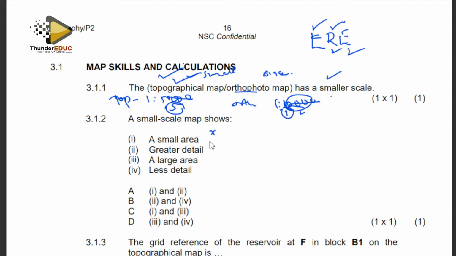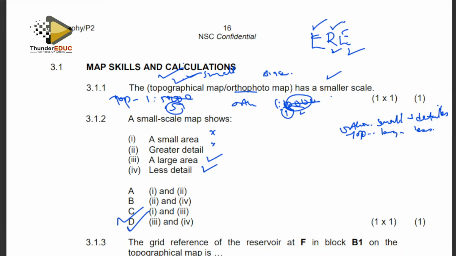You see the orthophoto map, please understand me. Orthophoto map shows a very small area but with a lot of details. Whereas the topographic map shows a larger area but with less details. Remember, if it's covering a very large area, you have to use a very small scale to ensure that all that area is catered for. Okay, so the answer here is D, 3 and 4.